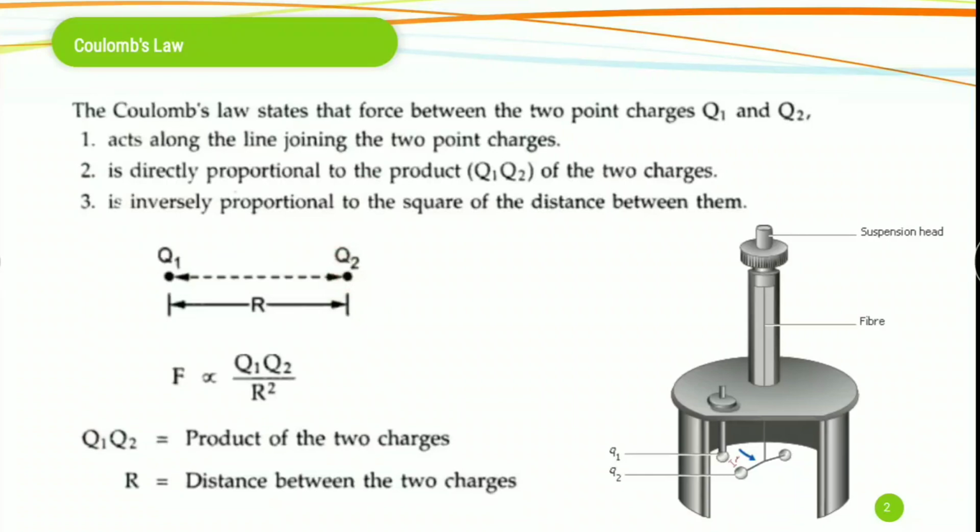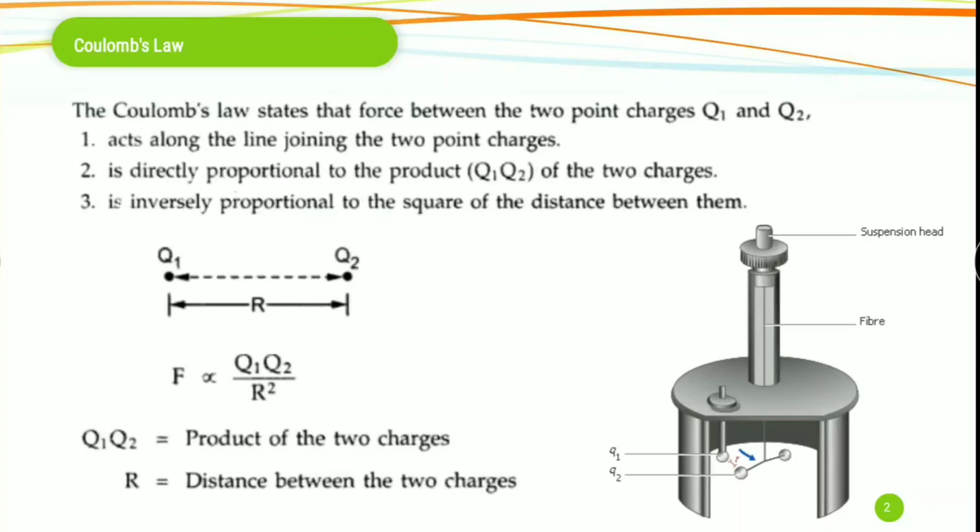Therefore, the force F is always directly proportional to the product of the two charges, and it is inversely proportional to the square of the distance between the charges. So both conditions are written in one equation, that is F proportional to Q1 Q2 by R square. Here Q1 Q2 is the product of two charges and R is the distance between the two charges.